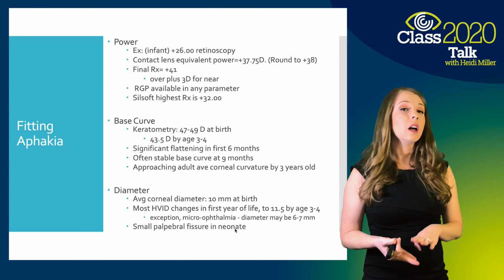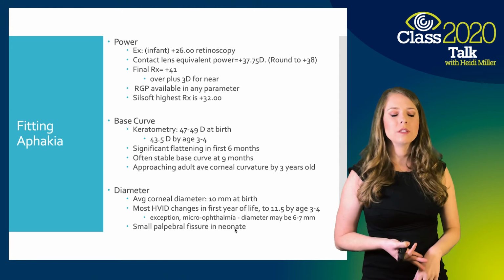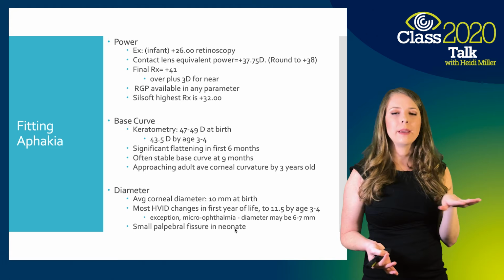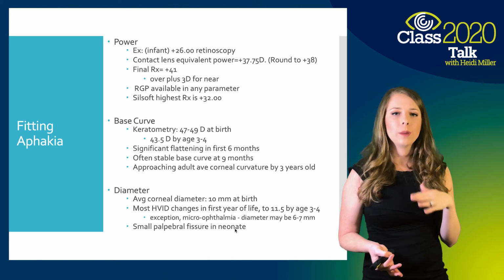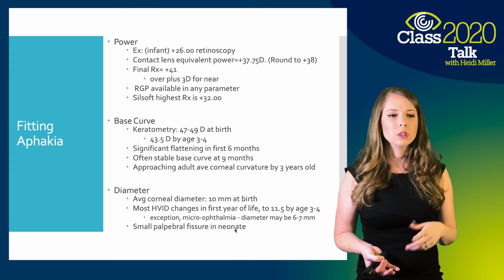We usually have a lot of flattening in the cornea in the first 6 months, or the most significant changes in the first 6 months. And then we start to flatten out, a plateau on the base curve around 9 months. And then around 3 years old is when we are approaching the corneal curvatures of an adult.